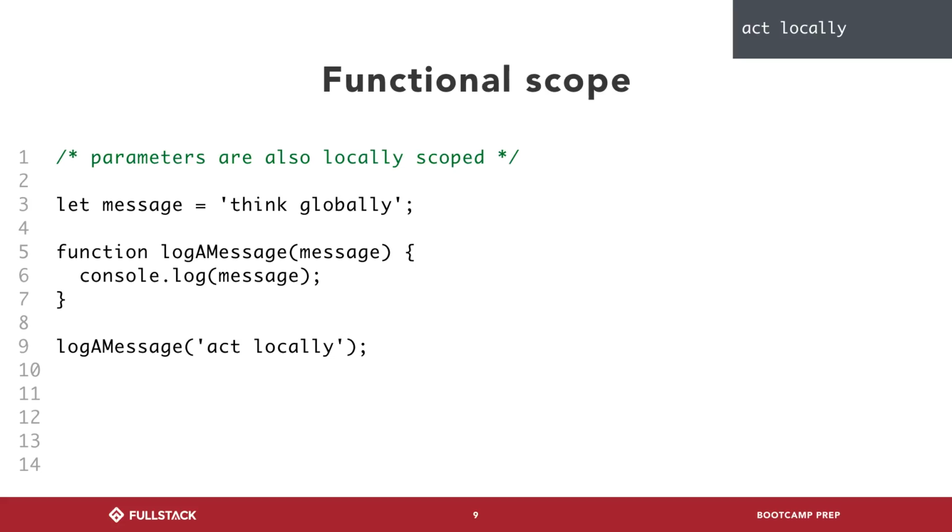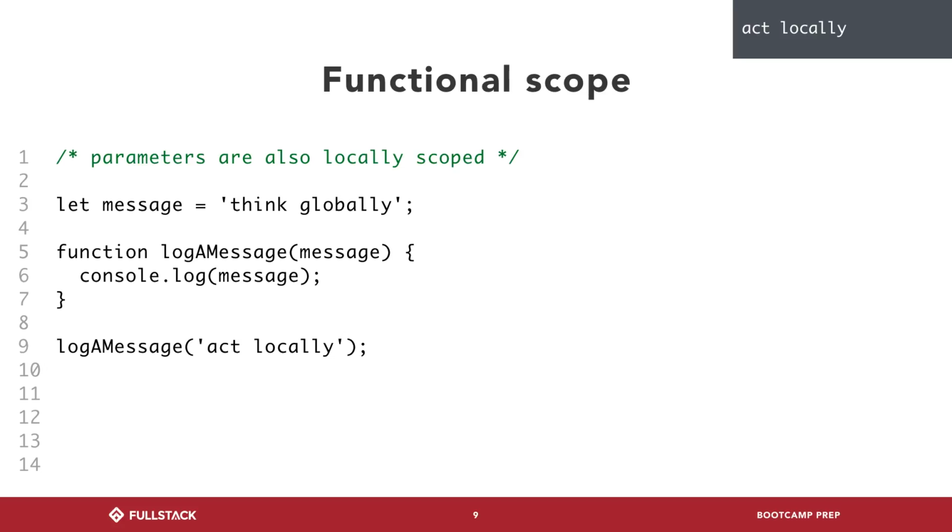So the console.log is not acting on message; it's acting on whatever is passed into logAMessage. The console log is run whenever logAMessage is invoked, and it's printing out whatever was passed into logAMessage. So to Patricia's example here, this message variable on line 3 is never used anywhere in this code. It's purely there to illustrate scope.